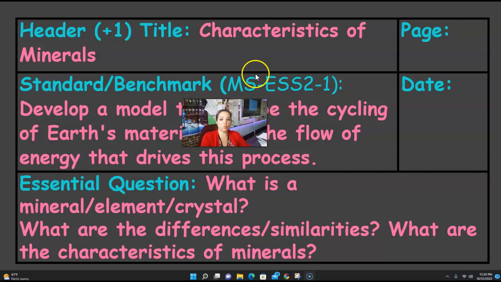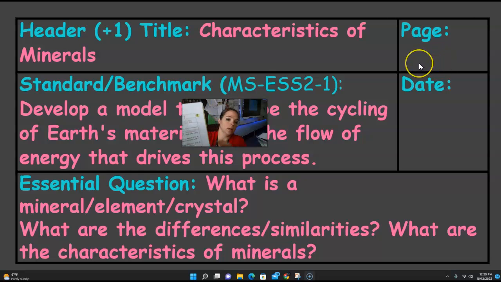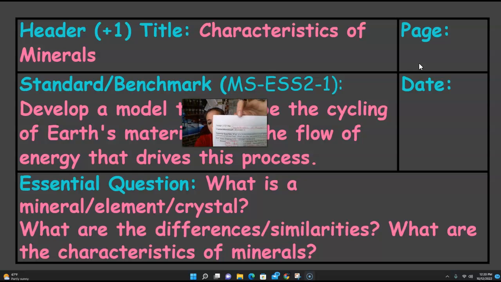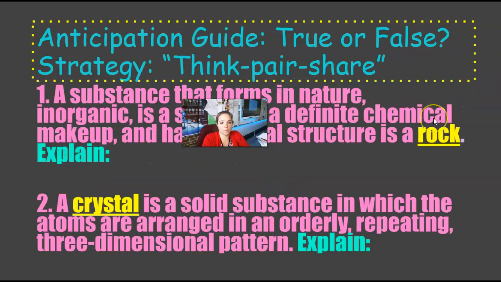What I would like you to write at the top is characteristics of minerals. This is going to be page 4, and the date is 10/12. So you're going to write just this, characteristics of minerals. You can see I didn't write anything else. You don't need to write down the standards. Just write down characteristics of minerals, page 4, 10/12.